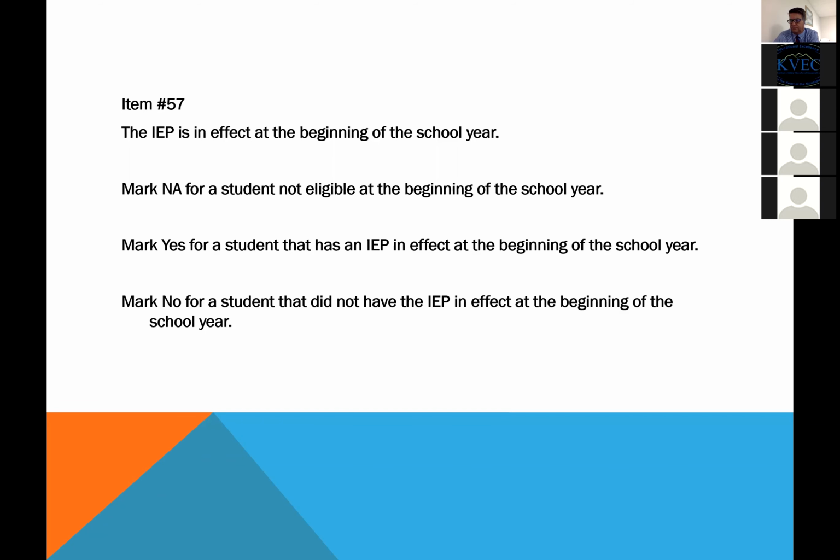You know, there's multiple ways we can do things. Even though this COVID is here, we just can't get all bent out of shape. We still have to follow those federal guidelines because they're not going to give you any leeway. It's just straight up, just by the law. We mark NA for the student that's not eligible at the beginning of the school year. We're going to mark yes if the student had an IEP in place at the beginning, and then we'll mark no if that student did not. So we just need to make sure that we follow these timelines.